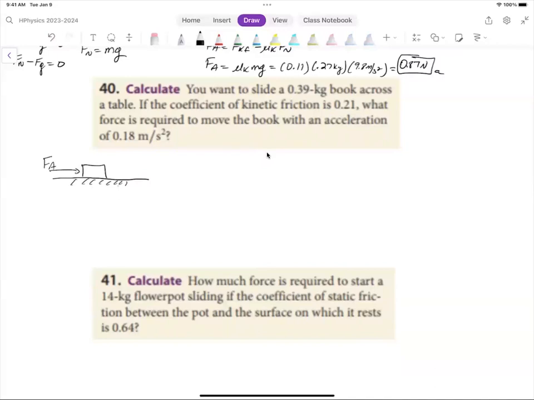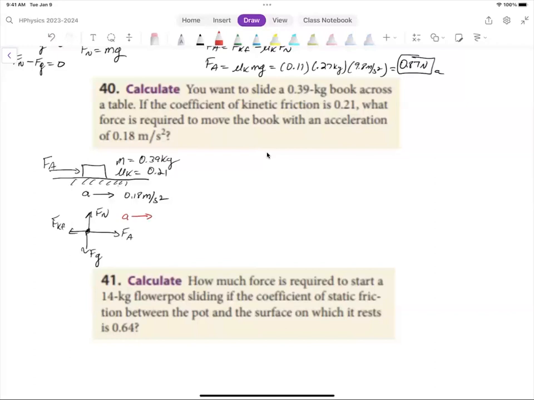Here's a picture of the force that I'm going to apply to it. They tell me the mass of the book is 0.39 kilograms. They tell me the coefficient of kinetic friction is 0.21. There's no units for the kinetic friction coefficient. They also tell me that acceleration, per how I'm drawing, is going to be to the right, 0.18 meters per second squared. Free body diagram: force normal up, force of gravity down, force applied to the right, force of kinetic friction to the left because it opposes motion, and acceleration to the right.